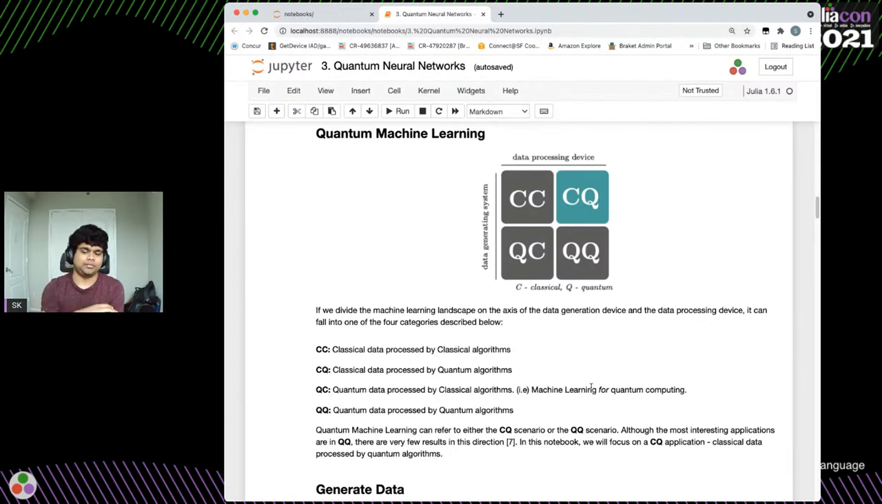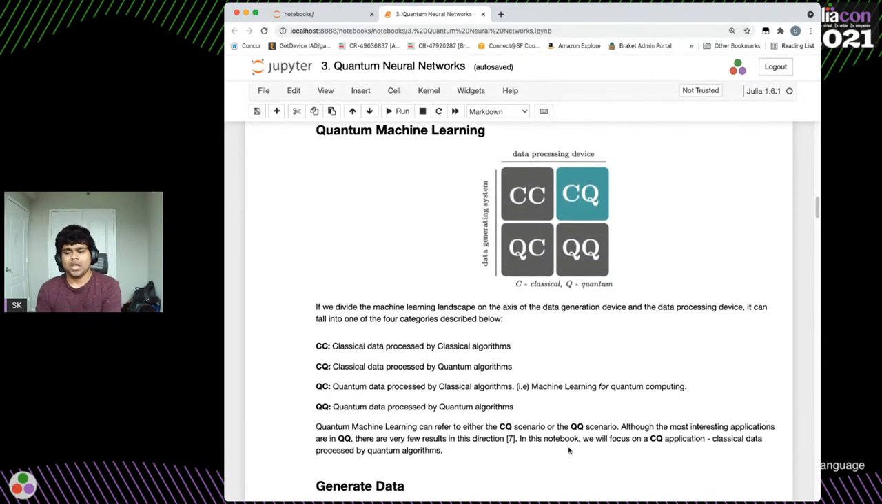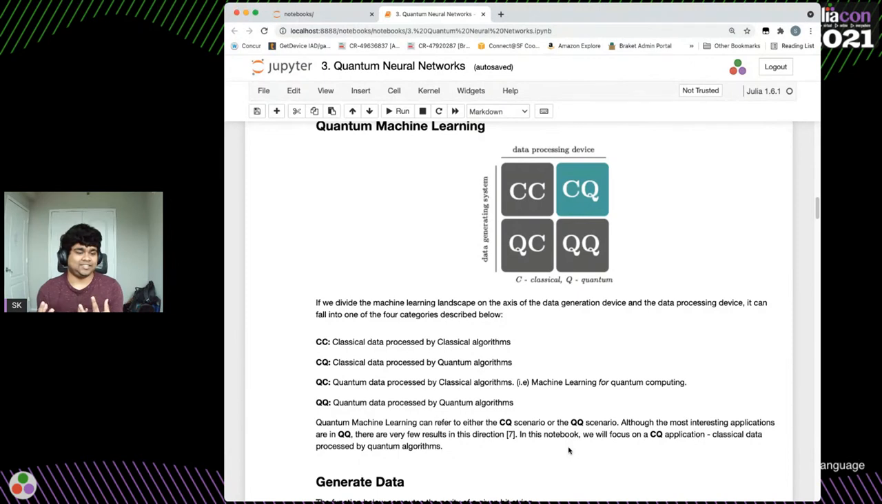And then the last scenario is quantum data processed by quantum algorithms, which is where the data is generated by a quantum system and it's processed by some quantum algorithm. Generally, I think the CC scenario has blown up in the last few years, where a lot of people are looking into how you can use classical machine learning algorithms, and you know that's really popular. The most interesting scenario is the QQ scenario, where we have quantum data processed by quantum algorithms, but we don't have enough results in that direction. And people are constantly exploring how that would work.